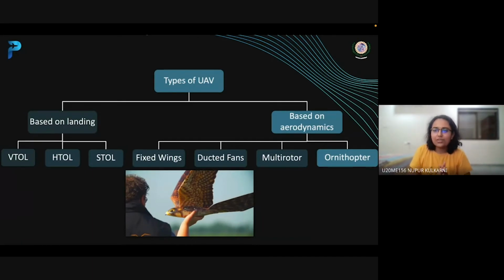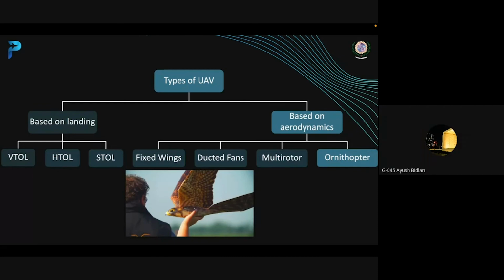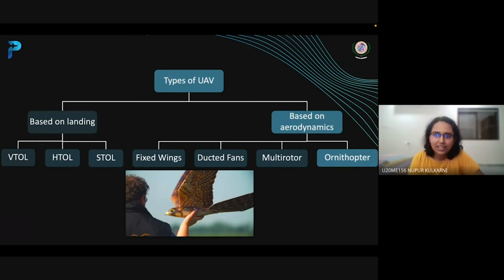It was used in the surgical strike. Yes, in the film Uri, we have all seen this ornithopter. And I also got to know that they use it at airports to keep the birds away from the runway. So there also we can see its application.